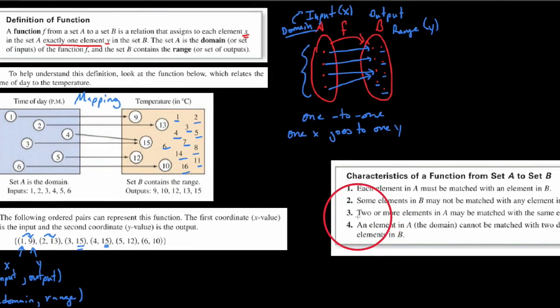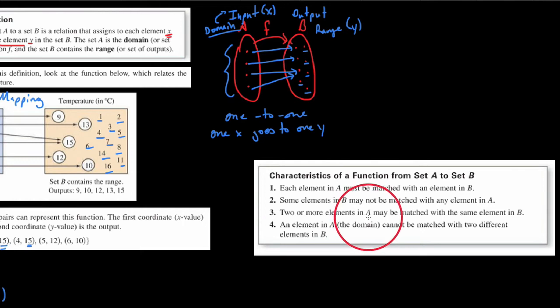Now for these last two, number 3 says 2 or more elements in A may be matched with the same element in B.